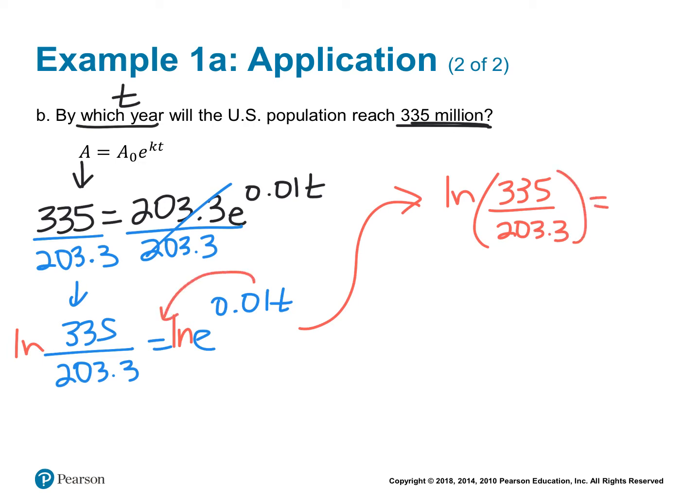Drop this out front, so you'd have 0.01 t. We already said that this would just give you 1, so we don't even need that anymore. Final step, we'll divide by 0.01 to find t. So in your calculator, you need to plug the entire top in, the natural log of 335 divided by 203.3. Then press equals and divide by 0.01 at the end. You should get about 50 for t.